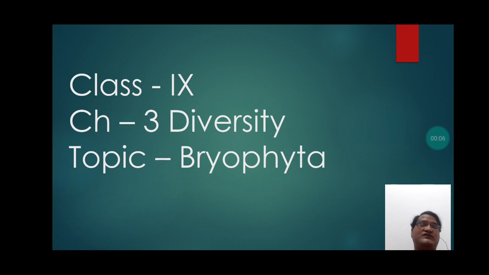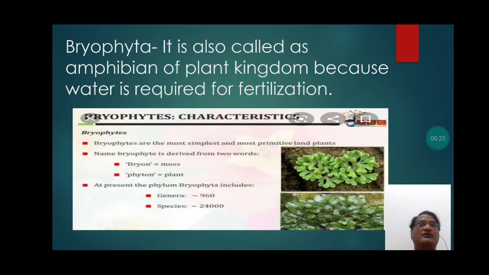Today we are going to discuss the topic Bryophyta from chapter 3, Diversity. Bryophyta. It is also called the amphibian of the plant kingdom because water is required for fertilization.